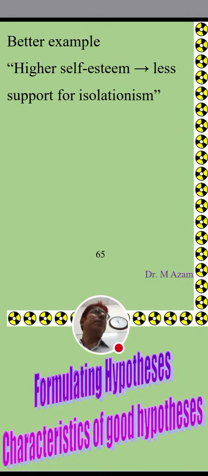Better example: higher self-esteem leads to less support for isolationism. If someone has higher self-esteem, they are likely to be more social. If someone has lower self-esteem, they are less likely to be social.